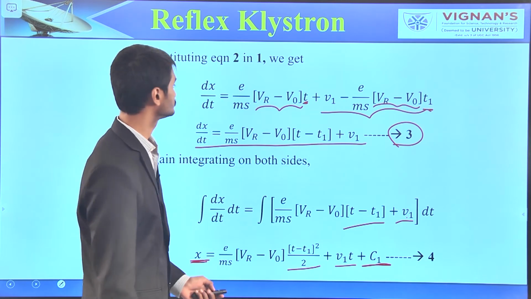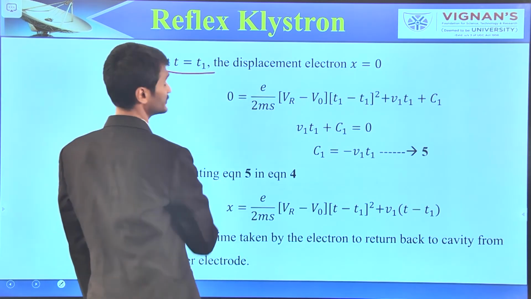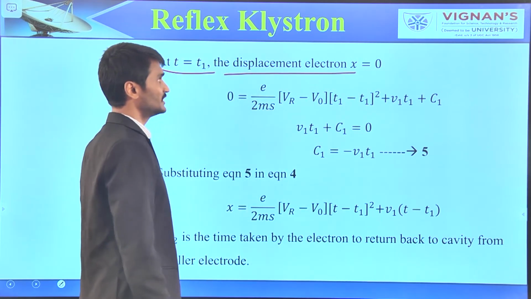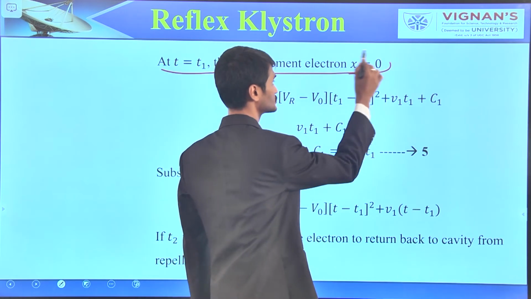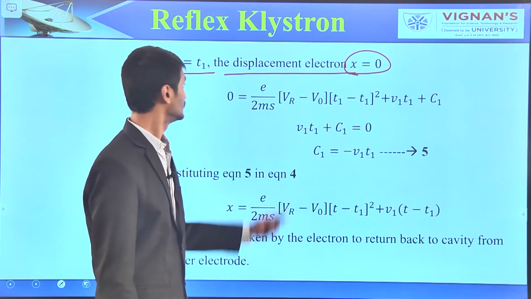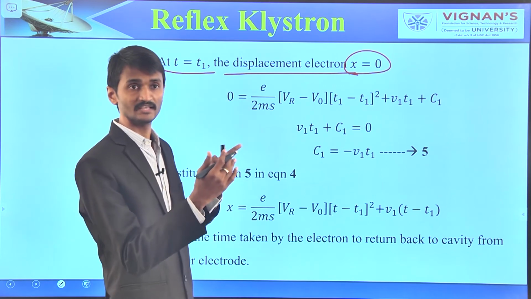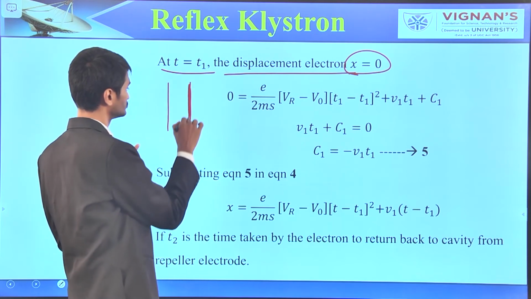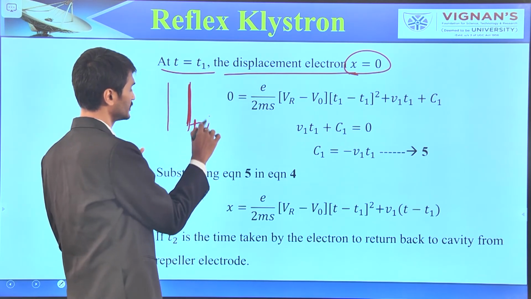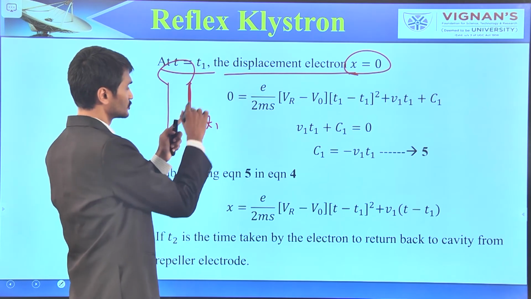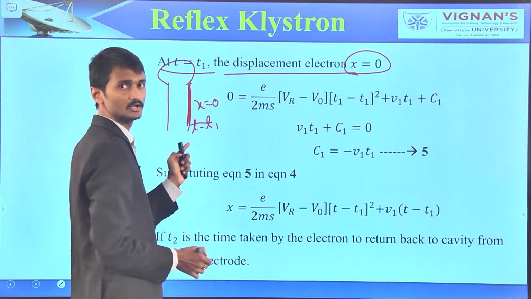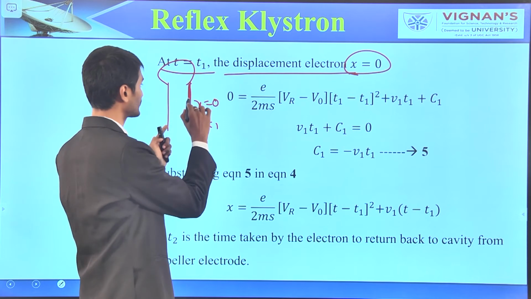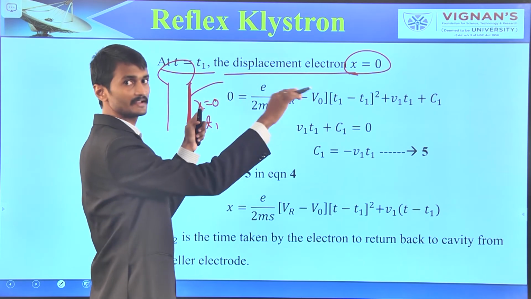So at t equals t1, the displacement of electron is x equals 0. Why? Because t equals t1 is at the cavity second grid, right. So here the displacement of electron is 0 only. Already I have mentioned what x is: x is the displacement of that electron from the cavity gap towards the repeller electrode.